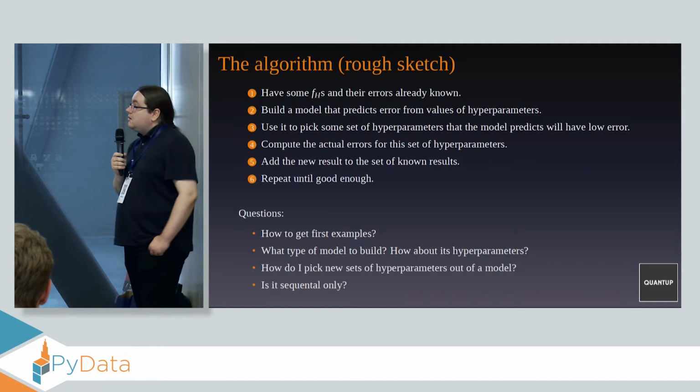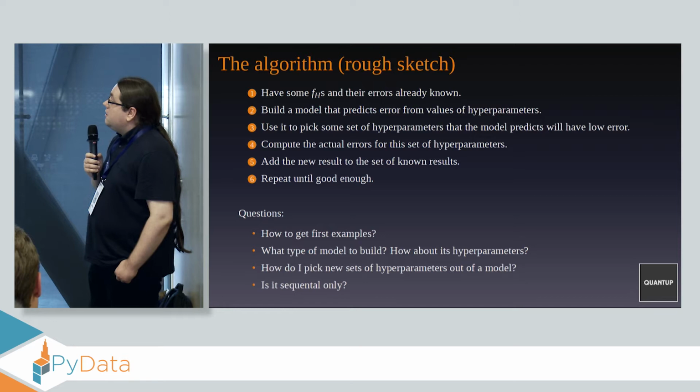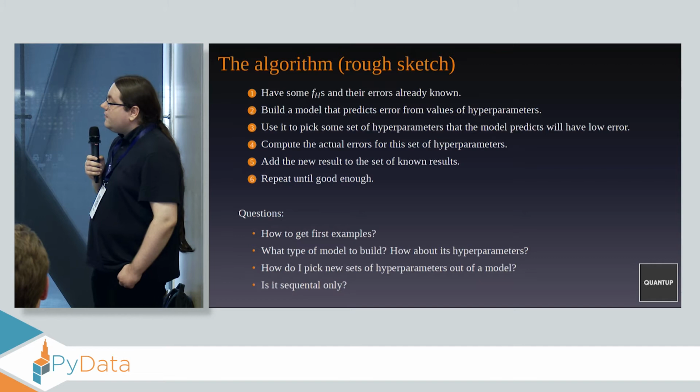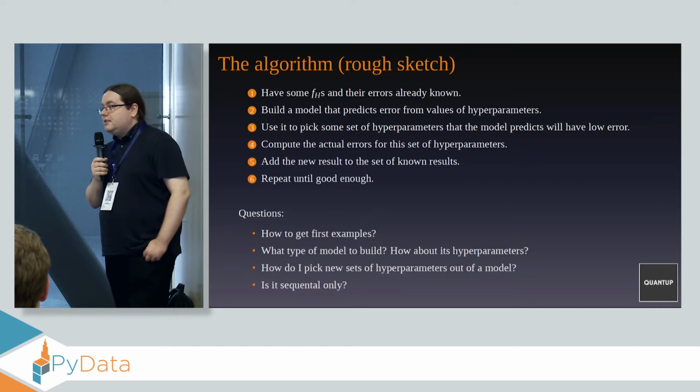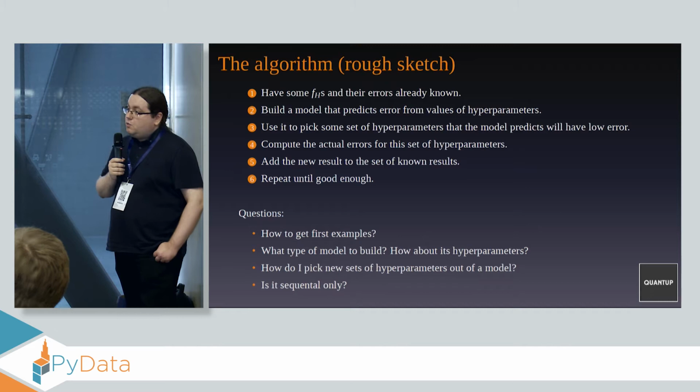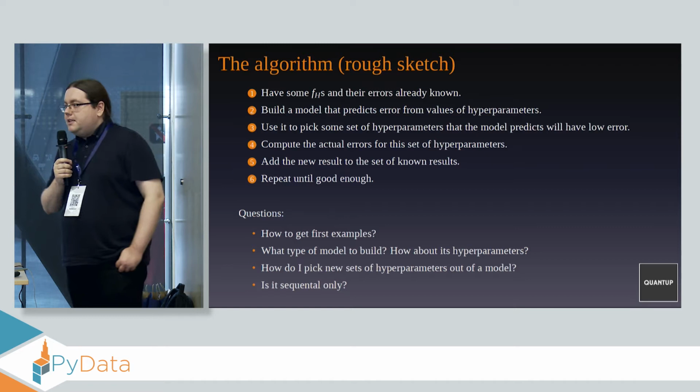And the last question here, is it sequential only? You can see that the process looks pretty much sequential, so that in theory you could only test one model at a time. In practice, you can actually sample multiple hyperparameter sets from the model and parallelize it. However, it's a trade-off, because you spend more computational time, but the sampled hyperparameters are from a weaker predictive model, so they might not be as well estimated as they could be in a sequential model. So it's a trade-off.